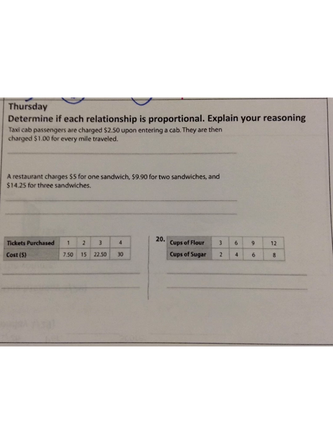So first one, taxi cab passengers are charged $2.50 upon entering a cab. They are then charged $1 for every mile traveled. Is this proportional or not? Second one, a restaurant charges $5 for 1 sandwich, $9.90 for 2 sandwiches, and $14.25 for 3 sandwiches. Is this proportional? Is this not proportional? And why?